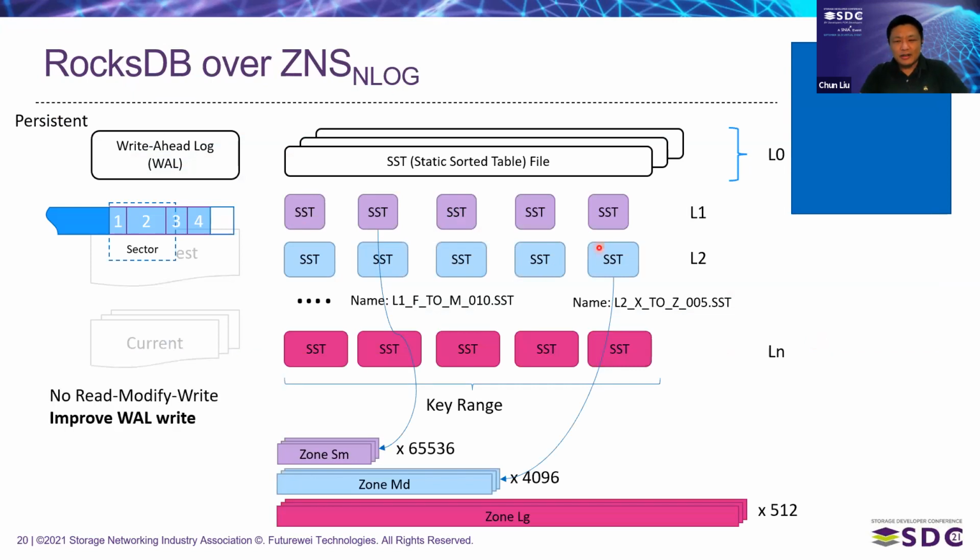First, the write ahead log. We avoid read modify write by leveraging the byte level append. Thus we improve the write ahead log write throughput.